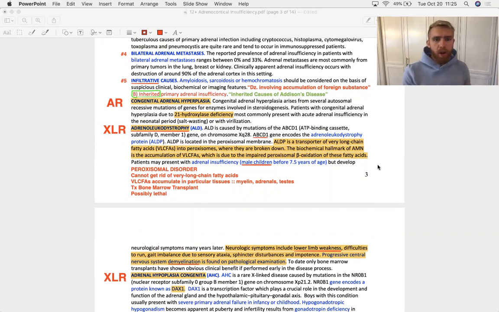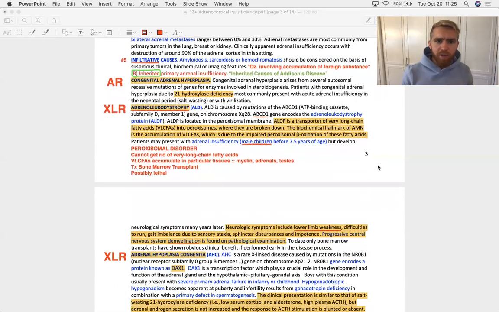I want you to connect. Whenever we say primary adrenal insufficiency, we are referring to Addison's disease. That's an umbrella term that encompasses all of these etiologies. And I also want to remind you one more time, though, by far the most common cause of Addison disease is autoimmunity. So inherited causes.